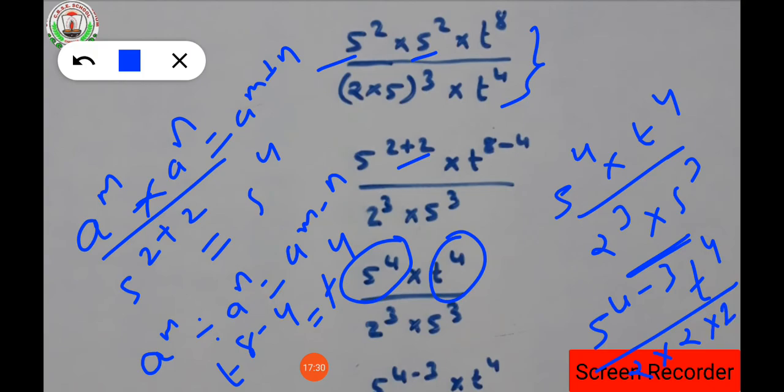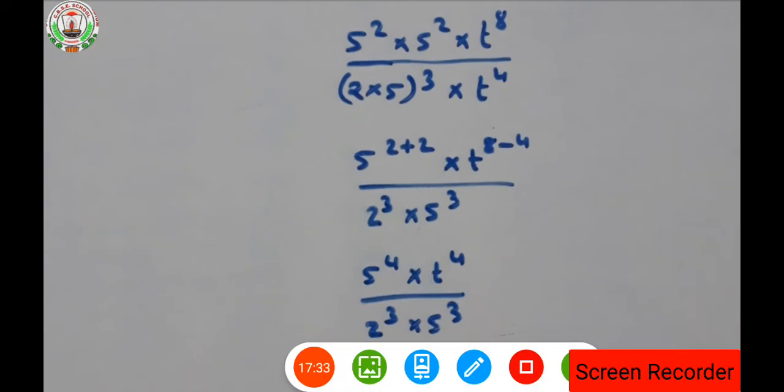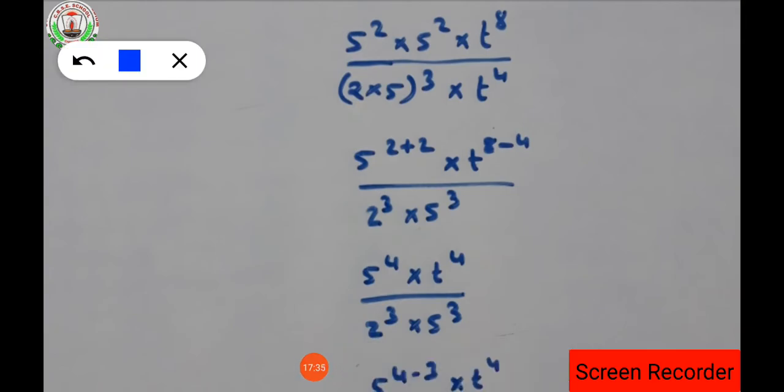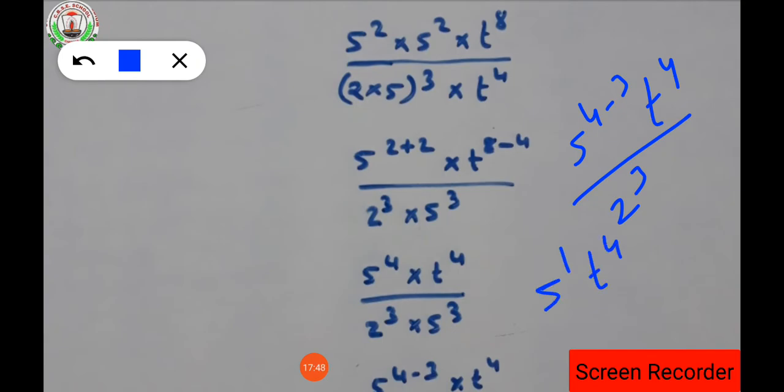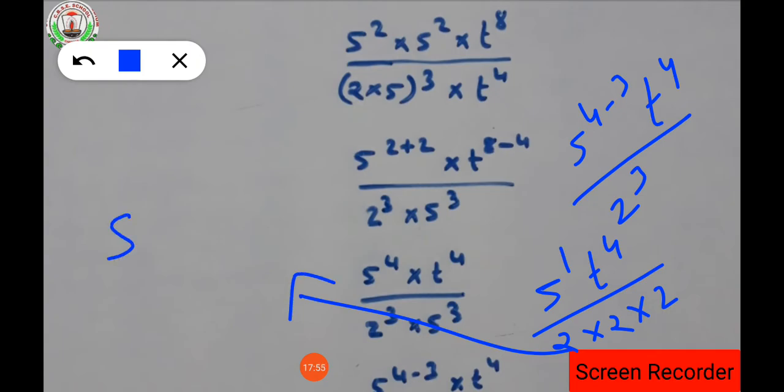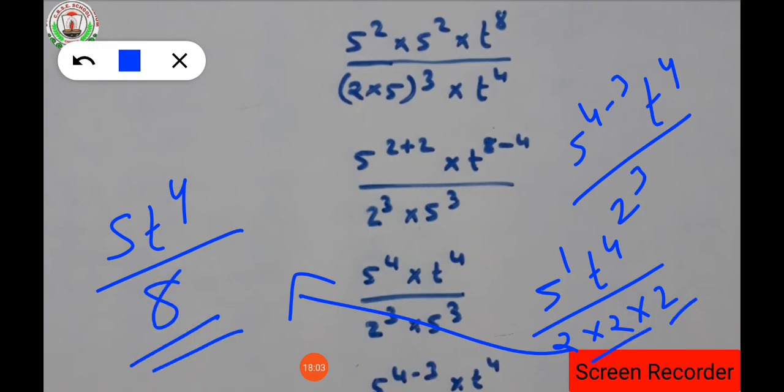Can we write it? Of course we can write. So when we write that, it will become 5 to the power 4 minus 3, t to the power 4 upon 2 to the power 3. So 5 to the power 4 minus 3 is how much? 5 to the power 1 itself, into t to the power 4 upon 2 into 2 into 2. That will be 5 into t to the power 4 upon 2 into 2 is 4, and 4 into 2 will be 8. So the answer will be 5t to the power 4 upon 8 is the required answer for this.